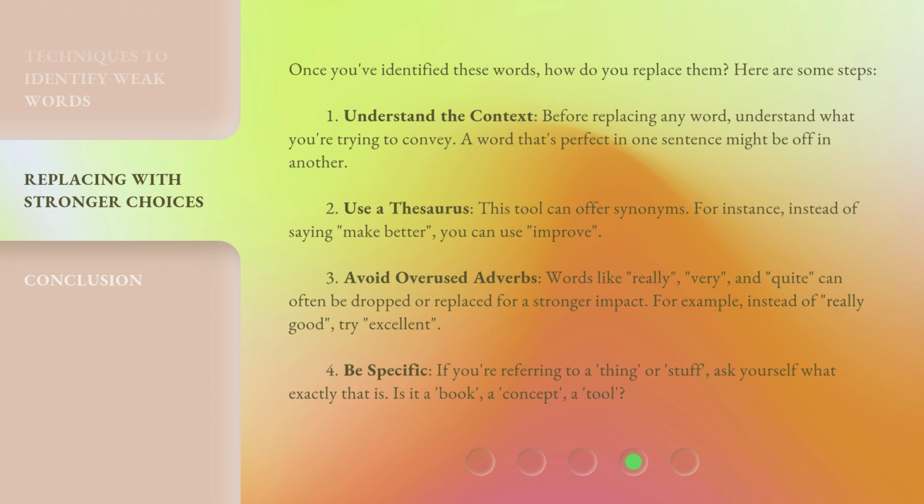3. Avoid overused adverbs. Words like really, very, and quite can often be dropped or replaced for a stronger impact. For example, instead of really good, try excellent. 4. Be specific. If you're referring to a thing or stuff, ask yourself what exactly that is. Is it a book, a concept, a tool?